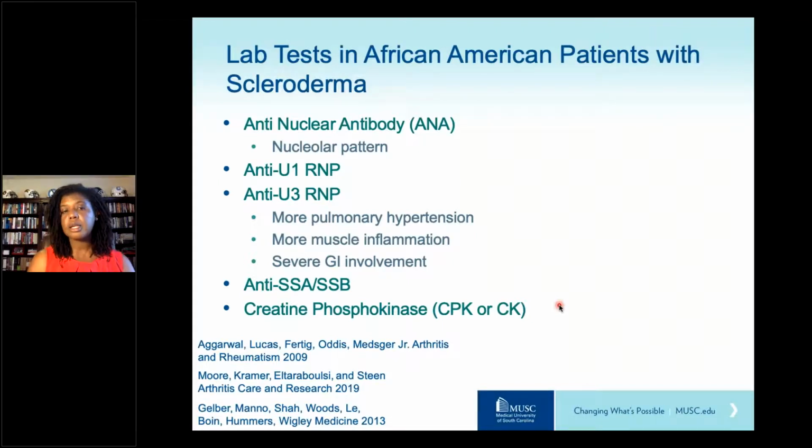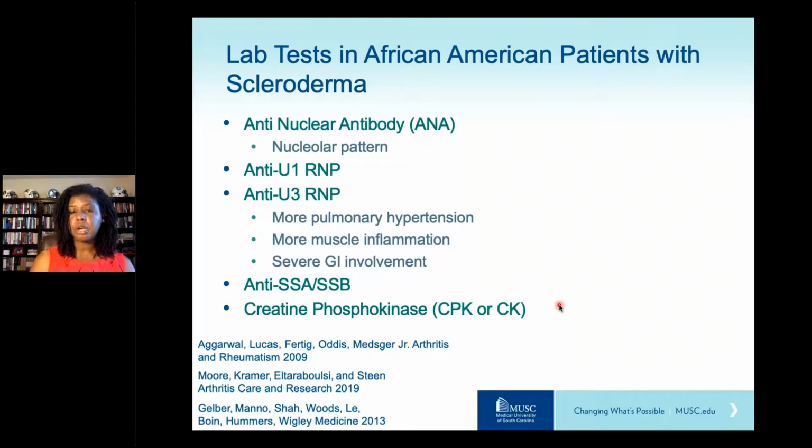Anti-U1 RNP and anti-U3 RNP are also autoantibodies that can be positive in African American patients that have scleroderma. Those that are positive for the anti-U3 RNP are more likely to develop pulmonary hypertension. They're more likely to have muscle inflammation, which I'll talk about a little bit more in a second. And they also have more severe gastrointestinal involvement. They are also more likely to have a positive SSA and SSB autoantibody. And these antibodies are also seen in the autoimmune disease entitled Sjogren's syndrome that causes significant dry eyes and dry mouth, amongst other complications.